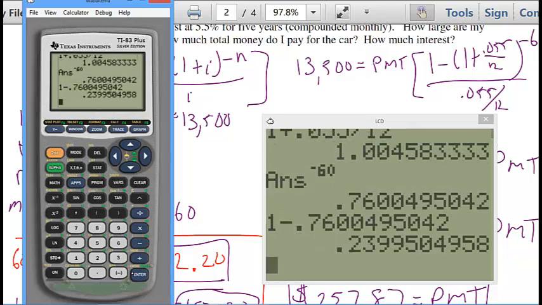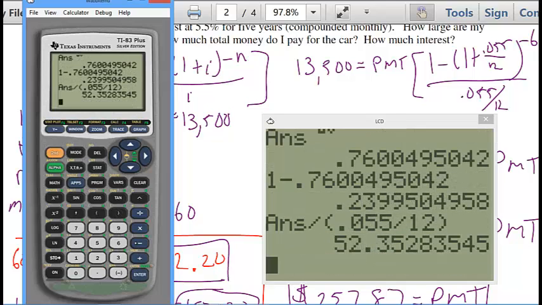So I hit enter. And I want to divide this by, now this time I need parentheses because I didn't figure out a decimal equivalency for this. So parentheses 0.055 divided by 12. Alright, close that parentheses. Alright, so this 52.35, that's this square bracket right here.